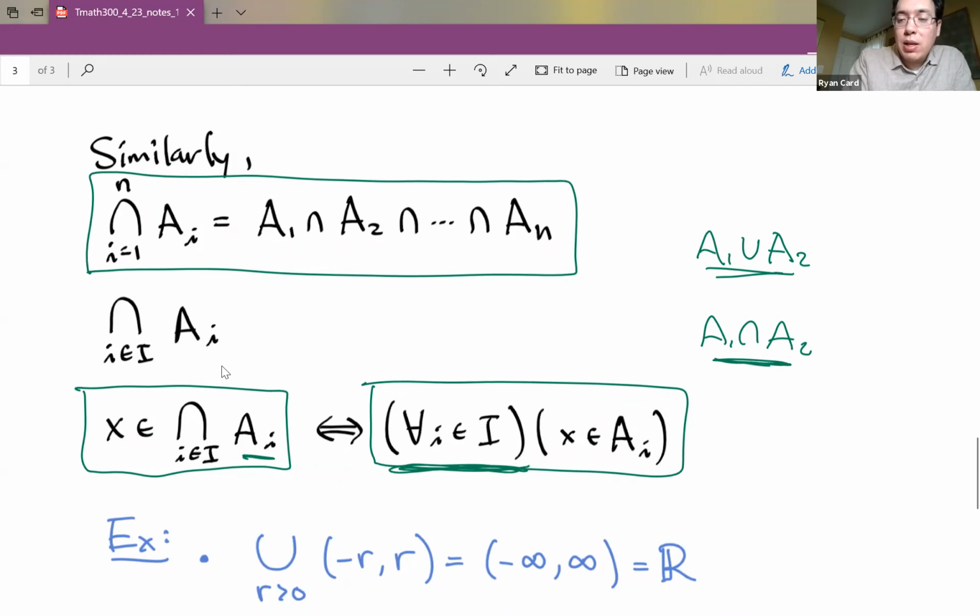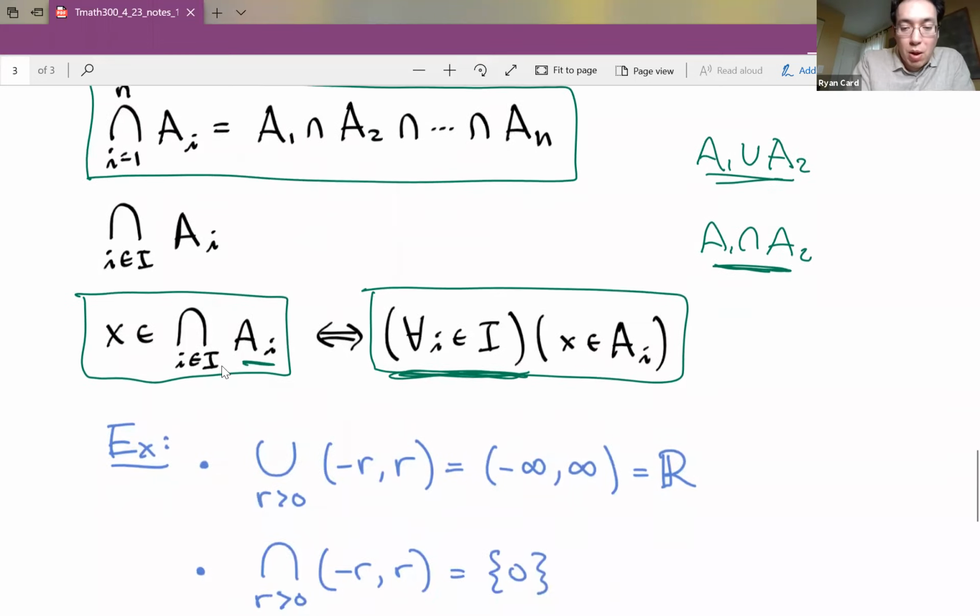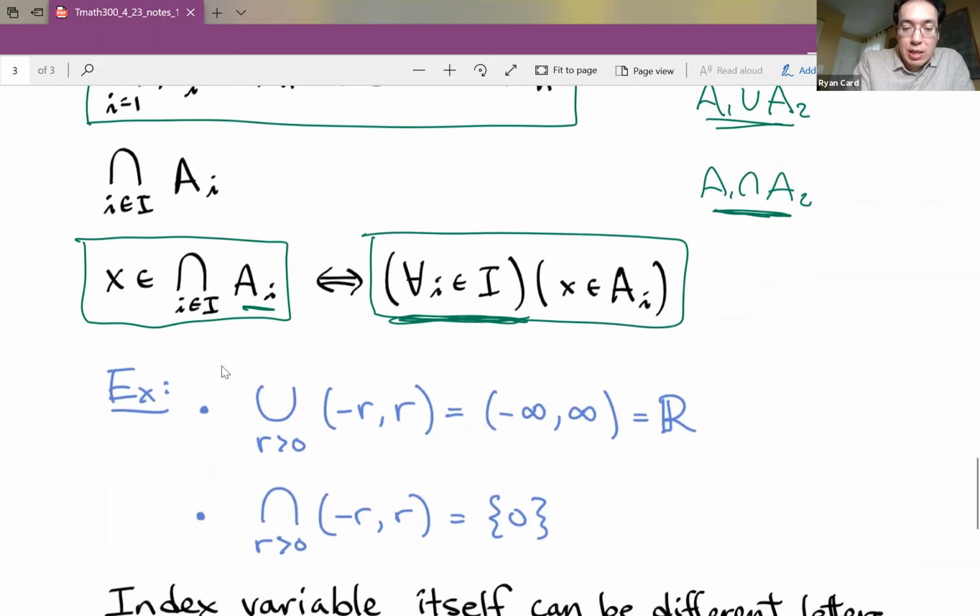If you want to check if an element belongs to the intersection of A1 and A2, then it has to belong to both A1 and A2. So for all indices i, x belongs to A_i. Okay, so just kind of practice using this idea.